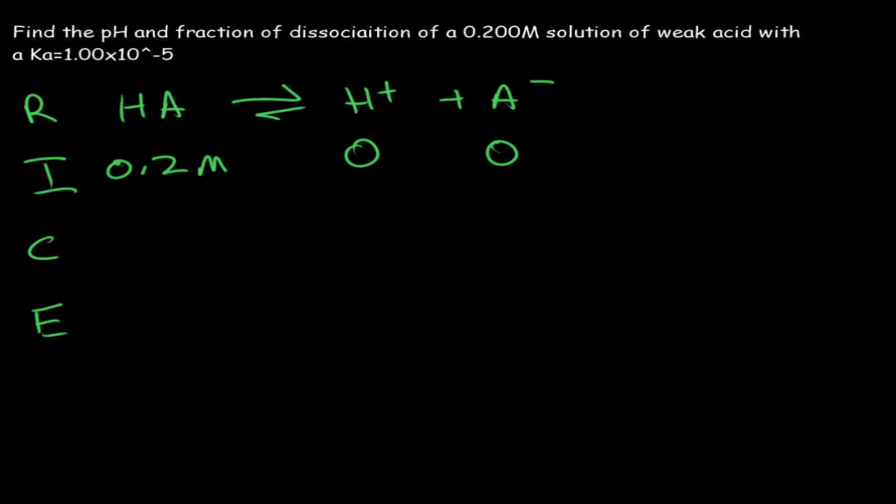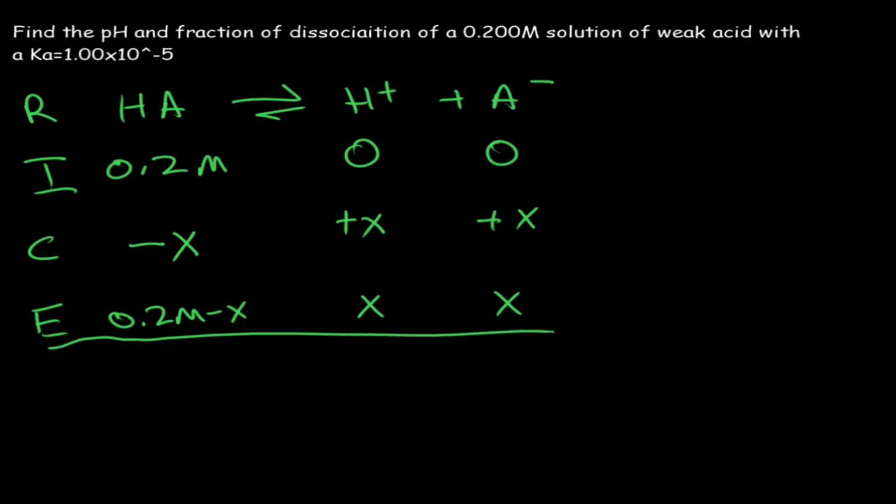That's what we're assuming. And C stands for change. So we're assuming that there's going to be a change in the concentration of our HA. It's going to dissociate. So we're going to lose a certain amount of our HA concentration, but we would gain that as our protons and as our A minus. So our equilibrium would be 0.2 molar minus X. We would have X amount of H plus and an X amount of A minus. Okay? So once we get here, what do we do next?